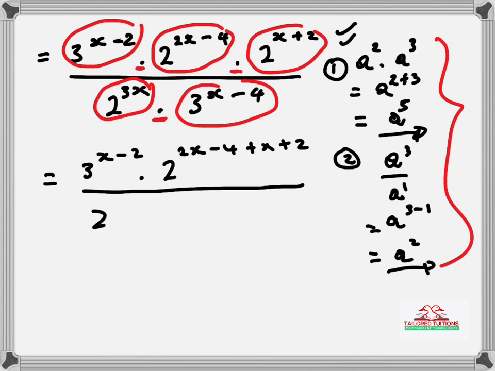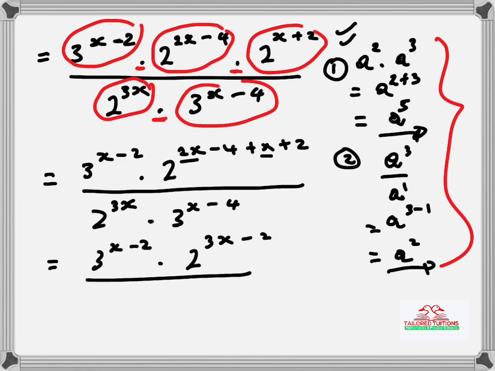It is 2 exponent 3x multiplied by 3 exponent x minus 4. Now let us add the exponents in our numerator. This is 2 exponent 2x plus 2x plus x, that is 3x, minus 4 plus 2, that is minus 2. That divided by what? Divided by 2 exponent 3x times 3 exponent x minus 4.